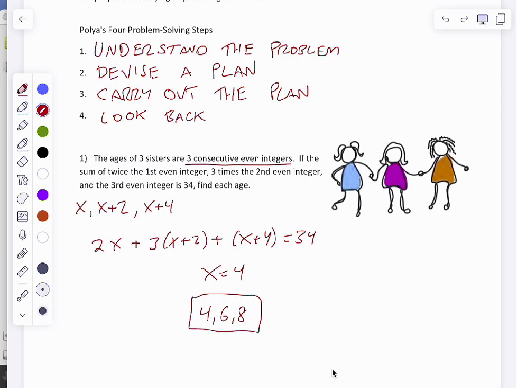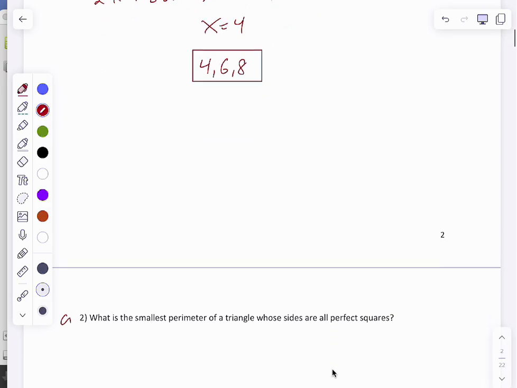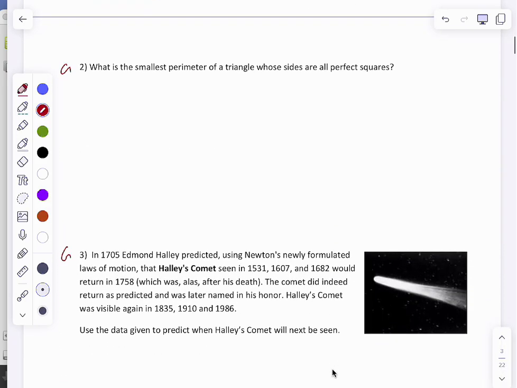And some people didn't quite get there because maybe I didn't give you enough time. But guess and check and make an equation were the two main ways to try that. You're going to try these 2 problems in your groups. Only do 2 and 3.